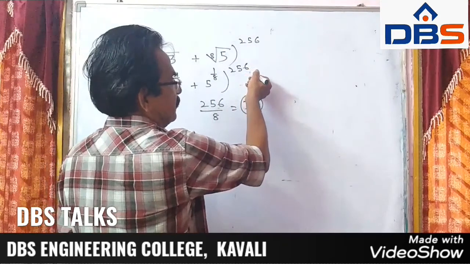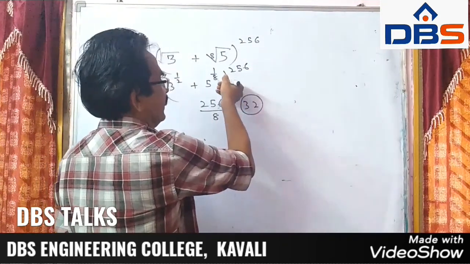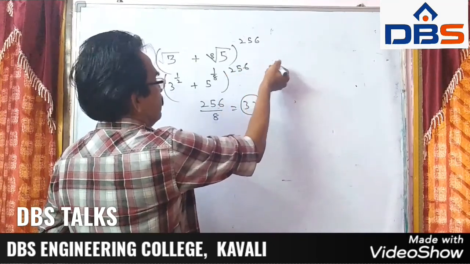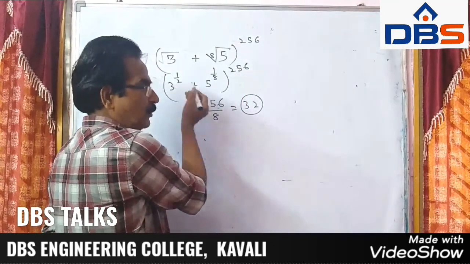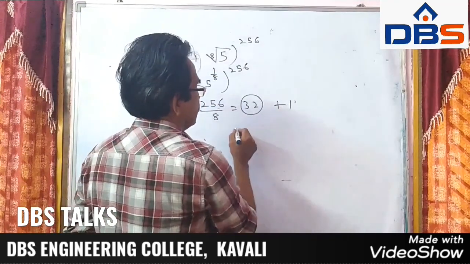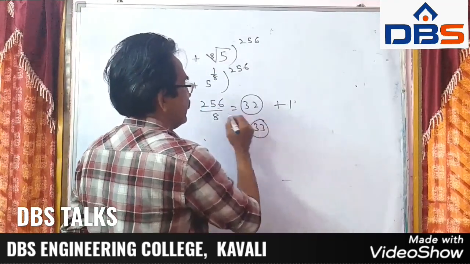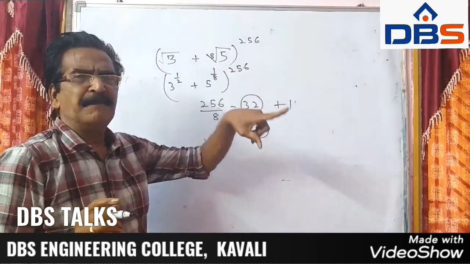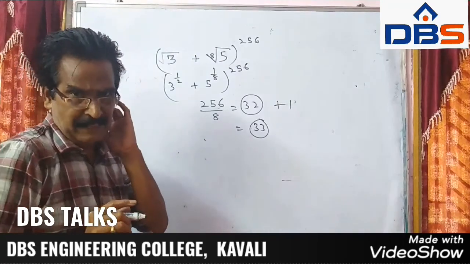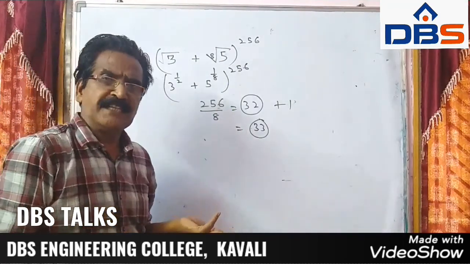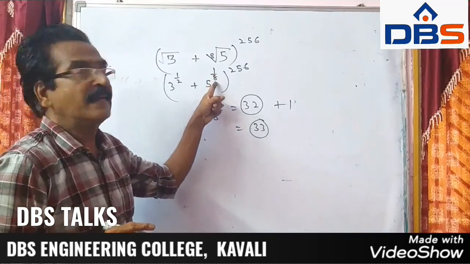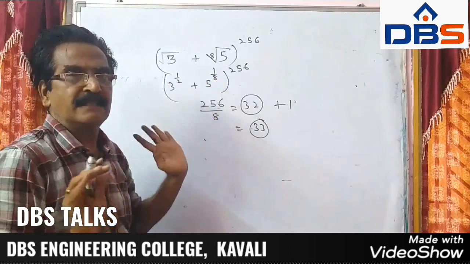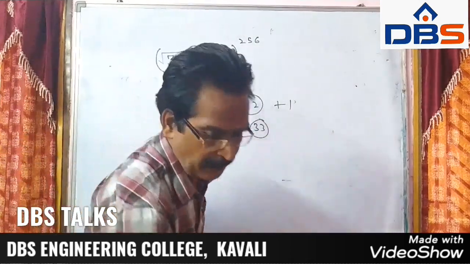See, 256 minus 0. 0 can be divided by 8. And 256 minus 0 is divisible by 2. So we have to add 1. 32 plus 1, 33. Here you have to see 256 minus 0, 256. 256 is divisible by 2, right, friends? And 0 is divisible by 8. That is fine. So now plus 1 is to be done.